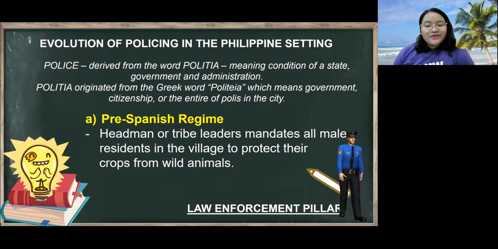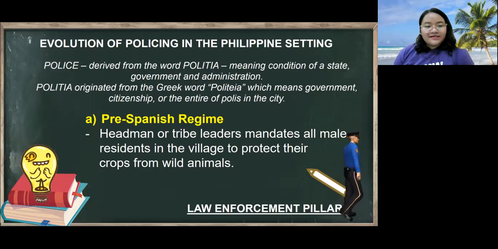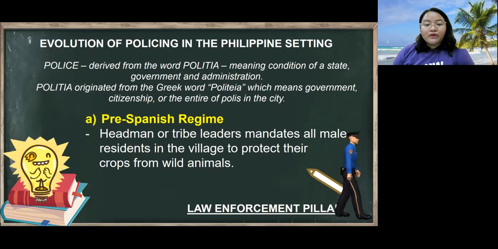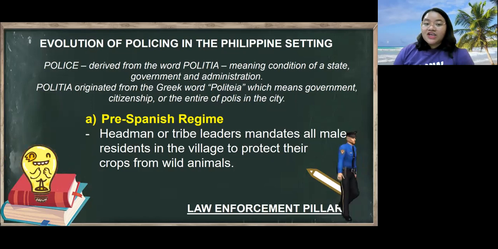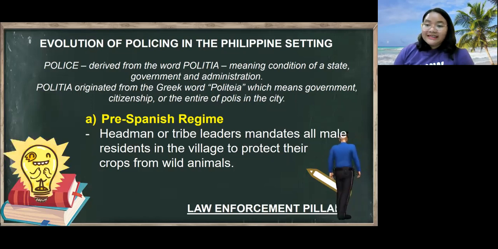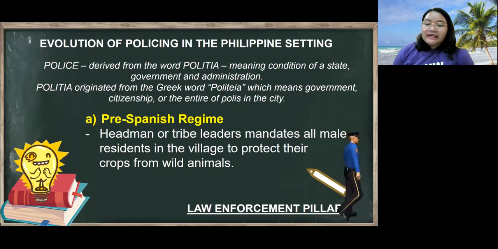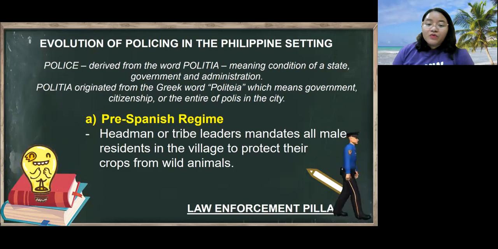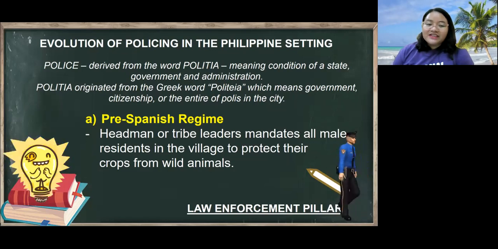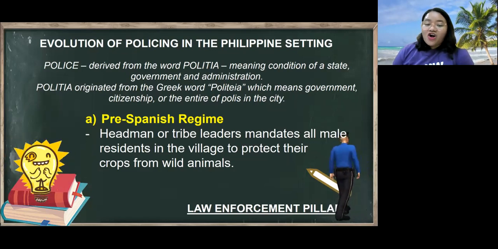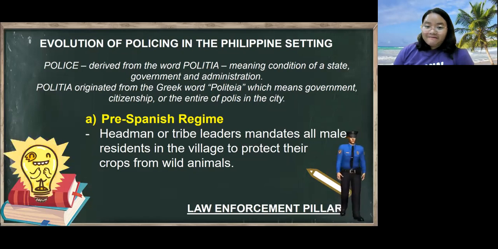Okay, so let us first define the word police. Police derives from the word politia, which means condition of a state, government, and agency. Politia originated from the Greek word politia, which means government, citizenship, or the entire of police in the city.